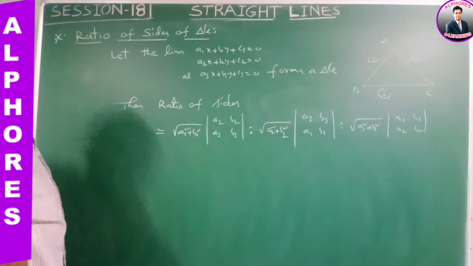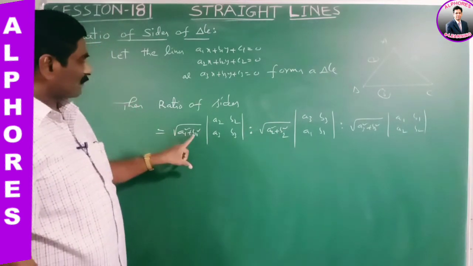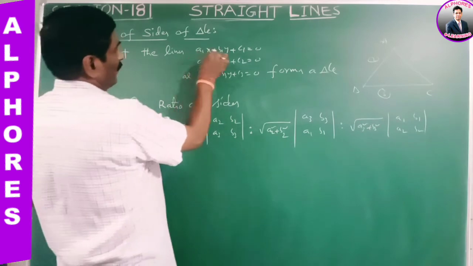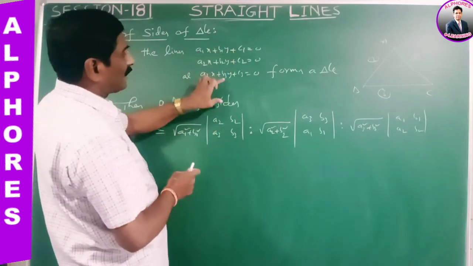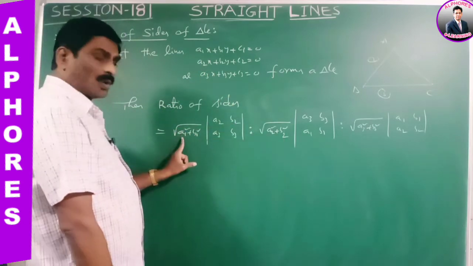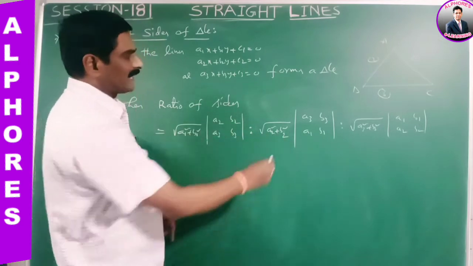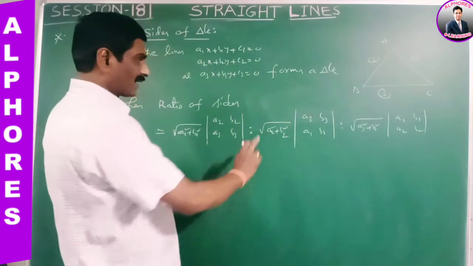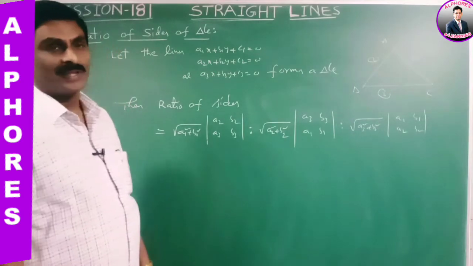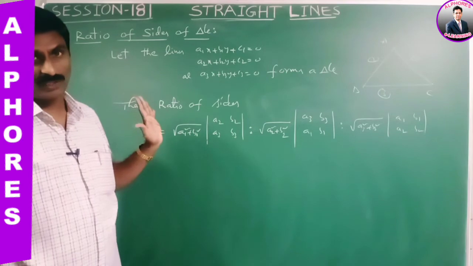Then the ratio of the sides is equal to root over a1 square plus b1 square into det of a2 b2 a3 b3, using cyclic order, is to the next term, root over a2 square plus b2 square into det of a3 b3 a1 b1, is to the next term, root over a3 square plus b3 square into det of a1 b1 a2 b2. It is the shortcut formula to find the ratio of the sides. Very, very important. Please note this value. Okay.